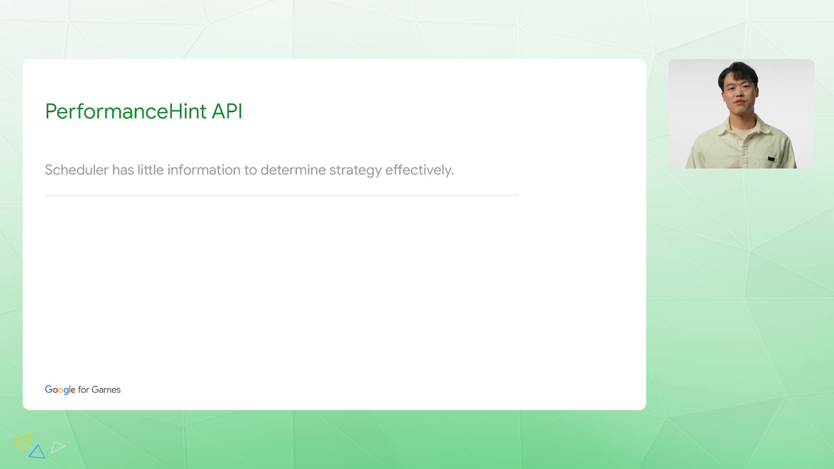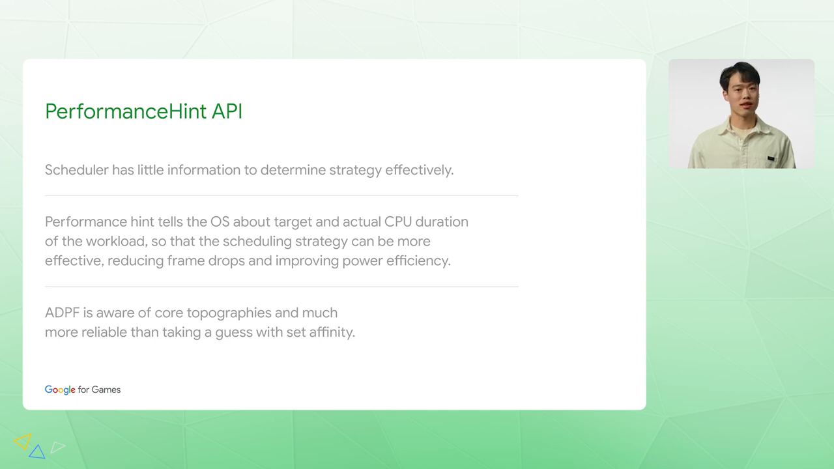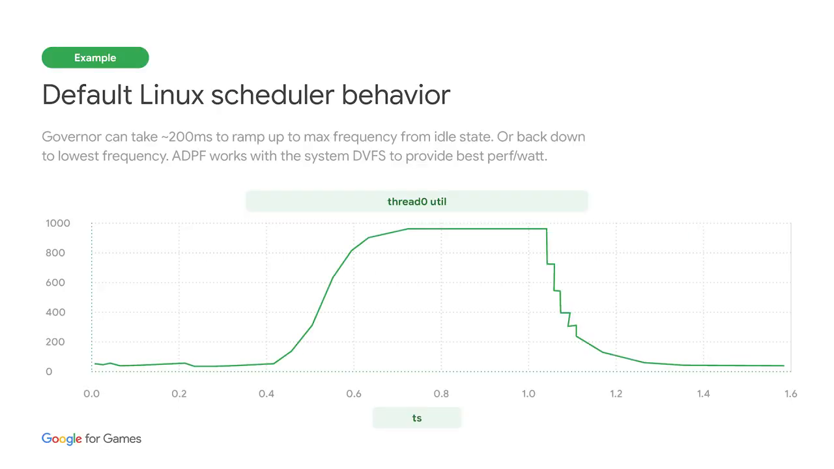Typically, schedulers have very little information to determine strategy effectively without additional information passing from the upper stack. The performance hint APIs are to tell the OS about the target and CPU duration of the workload so that the scheduler can deploy a more effective strategy, reducing frame drops and improving power efficiency. Also, ADPF is more aware of the core topographies and much more reliable than games taking a guess with set affinity. And as an example, here's how a default Linux scheduler would behave when a workload comes in and out.